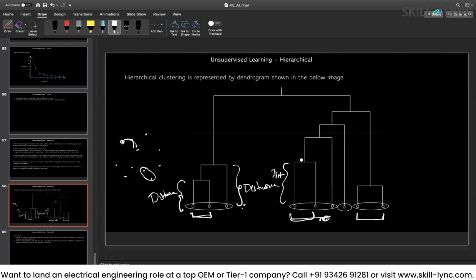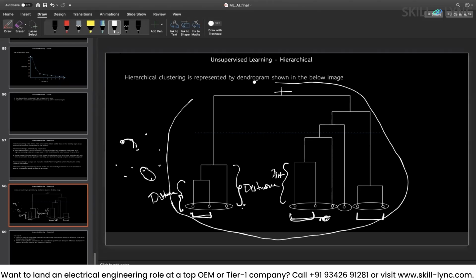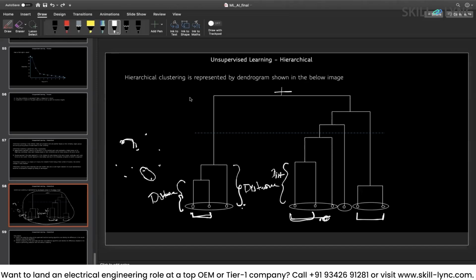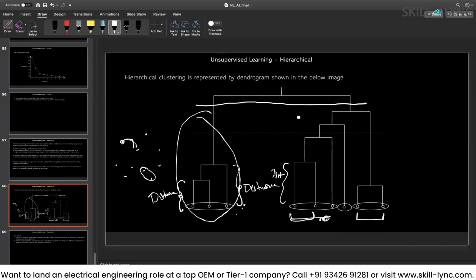But what is important here is we need to understand how many clusters we are looking for. For example, if I am looking for one cluster, ideally we will not have one cluster, right? Then there is no use of using clustering. Then I will cut the branch here. Then what happens? All the data points will be in one cluster. If I cut the branch here, you will have one cluster like this, and the other cluster would be this.